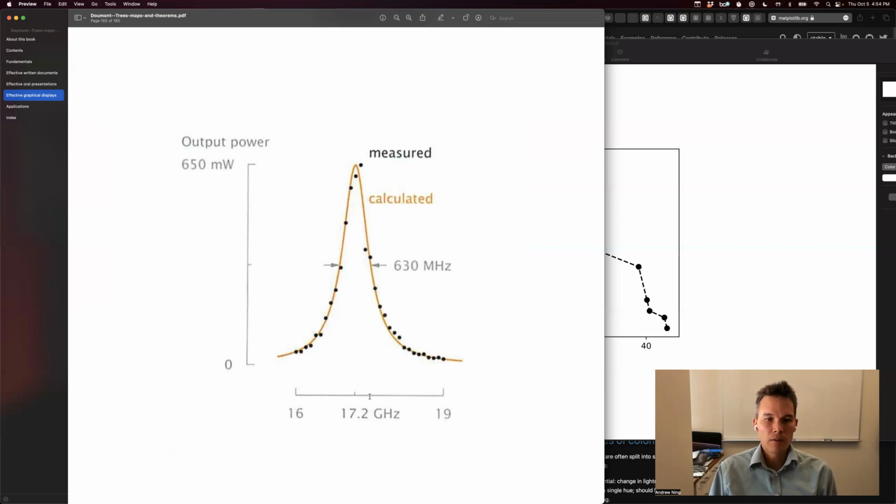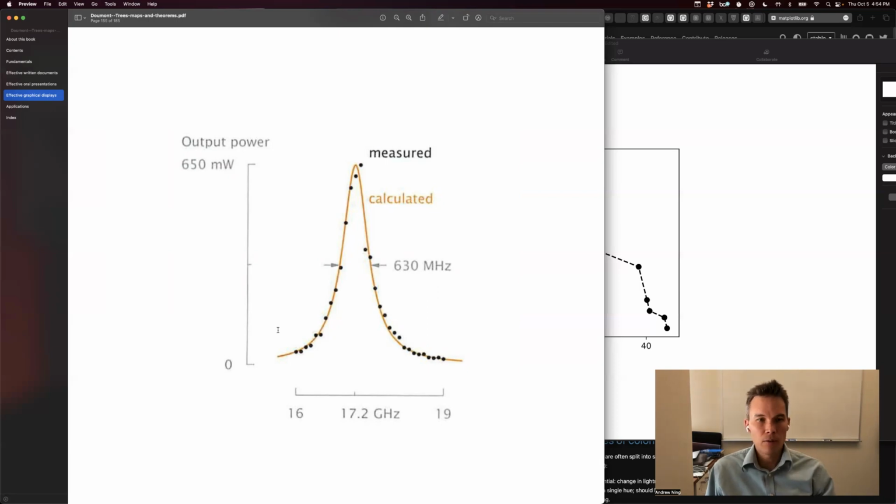Instead of pointing out every regular tick mark, maybe all you are really interested in is the frequency here at the peak, and what is this called, full width half max or something? What is this frequency width here? And maybe what's this max power? You're really showing those key data points instead of having someone try to figure it out.